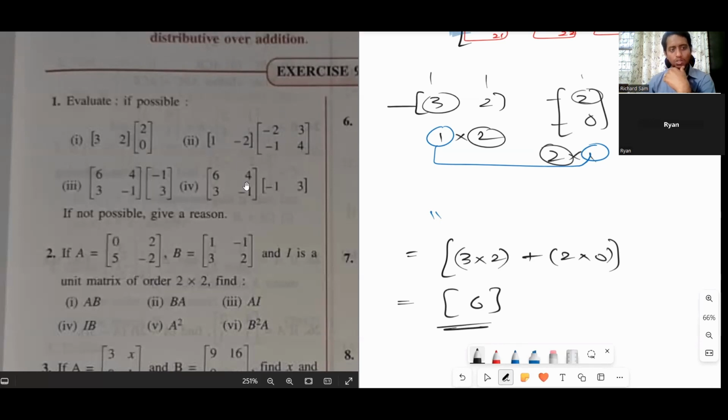Do all these. 2, 3, and 4. If not possible, give a reason. Your reason should be the row. Fourth one. Okay, let's see which all are possible.